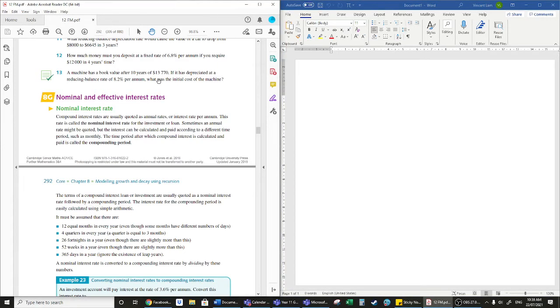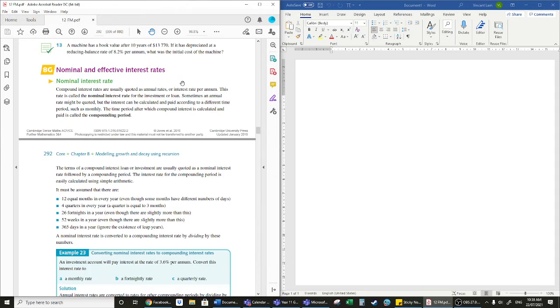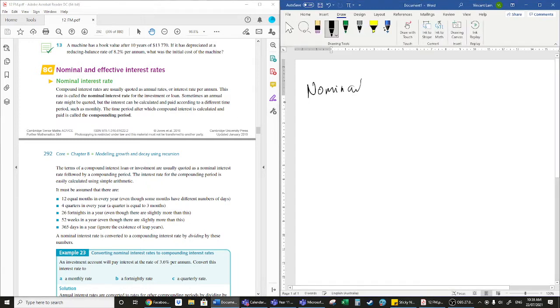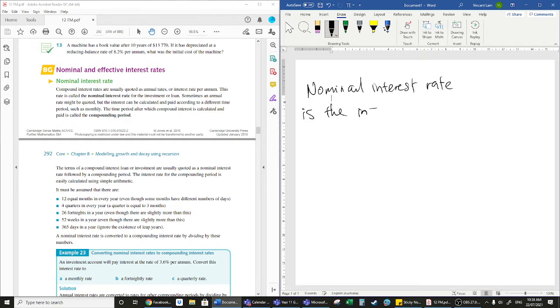Alright, so the last little section of this topic is about nominal and effective interest rates. Now, nominal interest rate is the interest rate that the question gives you. So when you read the question and it says 4.5% compounding annually, that is what we call the nominal interest rate. The nominal interest rate is the interest rate that's given to you. It's part of the question.